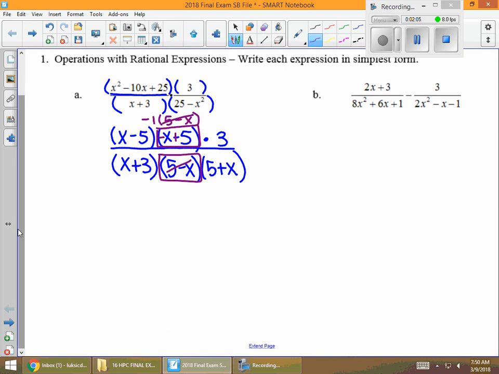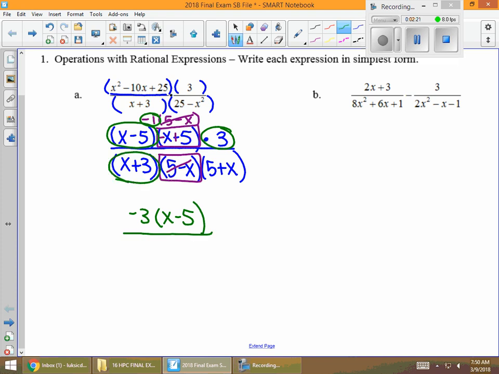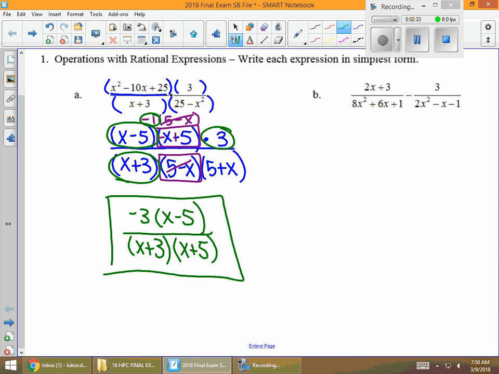So my new fraction: x minus 5, negative 1, and 3 all multiplied together. So negative 3 times x minus 5 over, in my denominator, x plus 3 times, I'm going to write it as x plus 5 because 5 plus x makes me a little itchy. But you could absolutely leave it as 5 plus x.